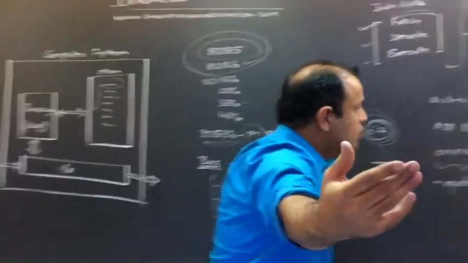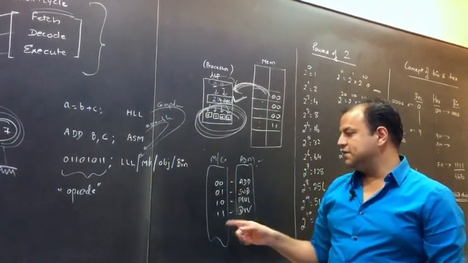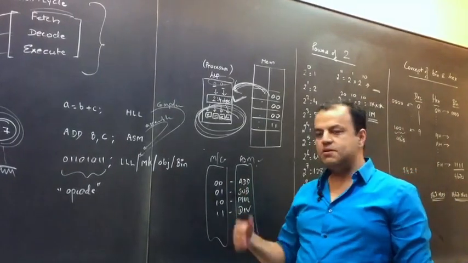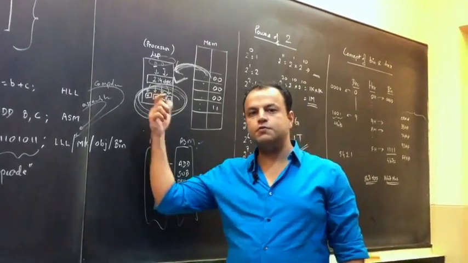Now, when you look at bigger processors, what happens is decoding becomes bigger and bigger. You understand, with a 2-bit opcode, you had 4 combinations. With a 3-bit opcode, you'll have 8 combinations. So you'll need a 3:8 decoder. 4-bit opcode, 16 combinations, 4:16 decoder.